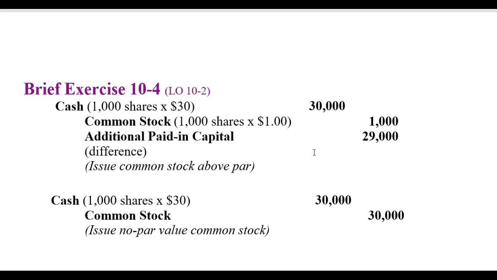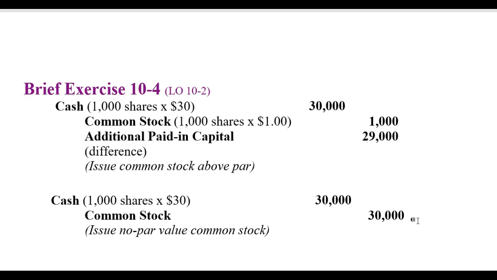The second entry, they ask, how would this entry differ if Gothic issued no par stock? If this stock did not have a par value, then the cash entry would be the same, but for the common stock entry, all $30,000 is entered into the common stock account as a credit. There's no par value to deal with, so there's no additional paid-in capital account that we have to make an entry for. So that's number 4.